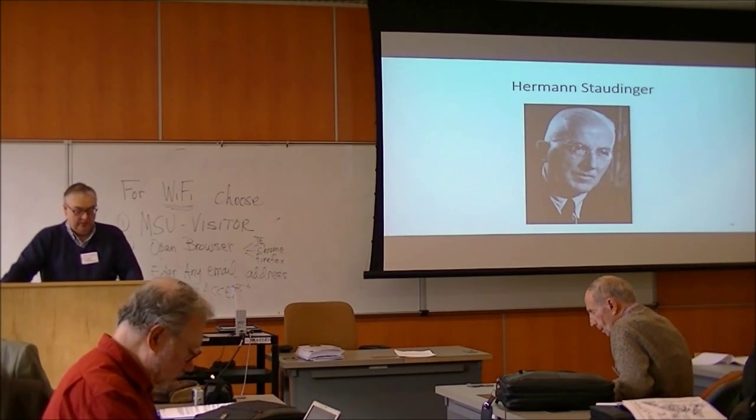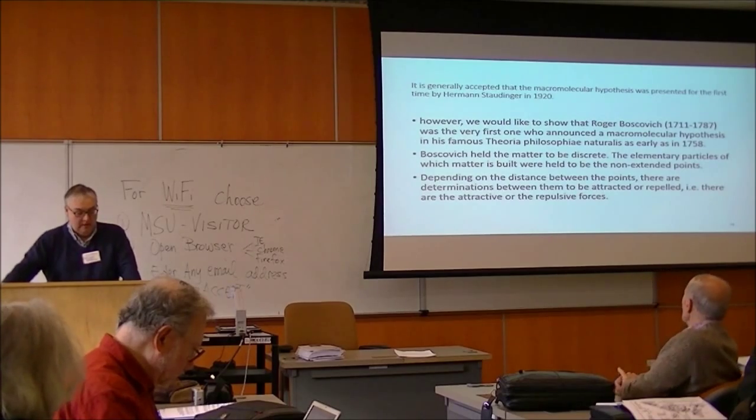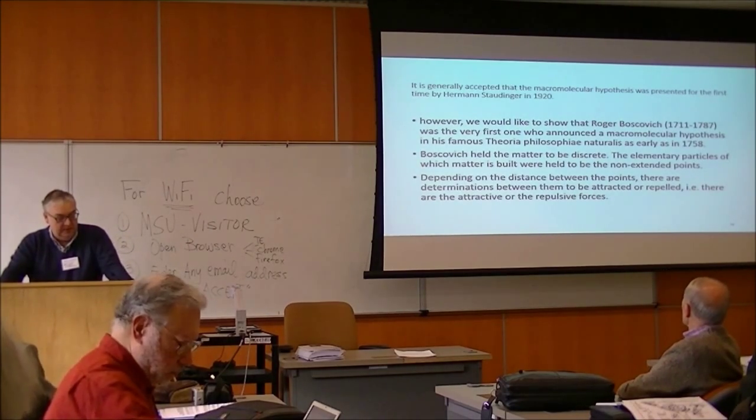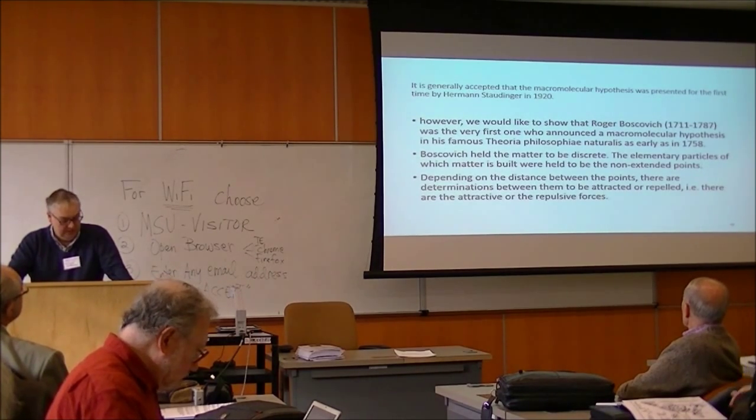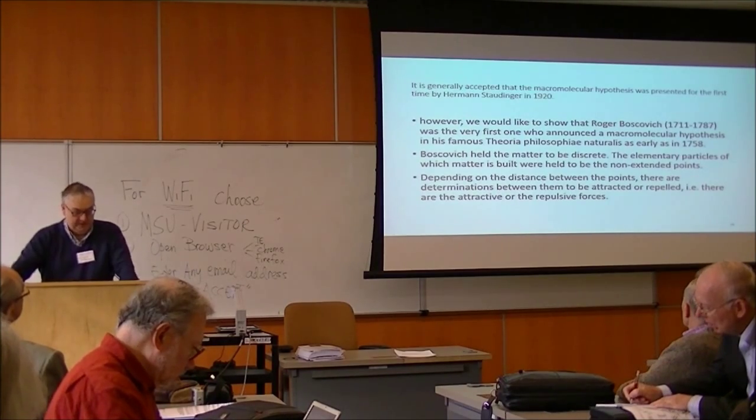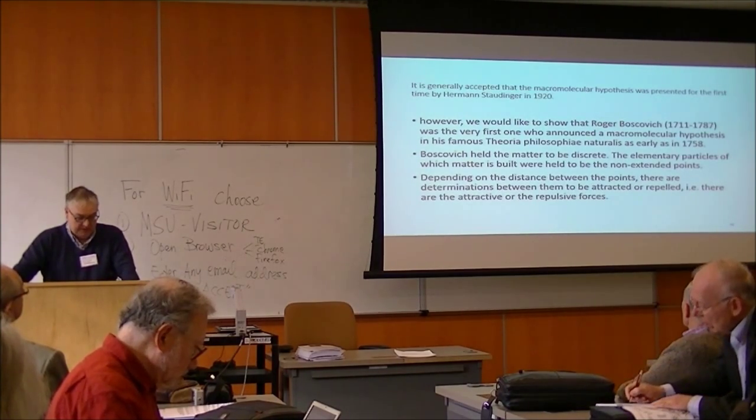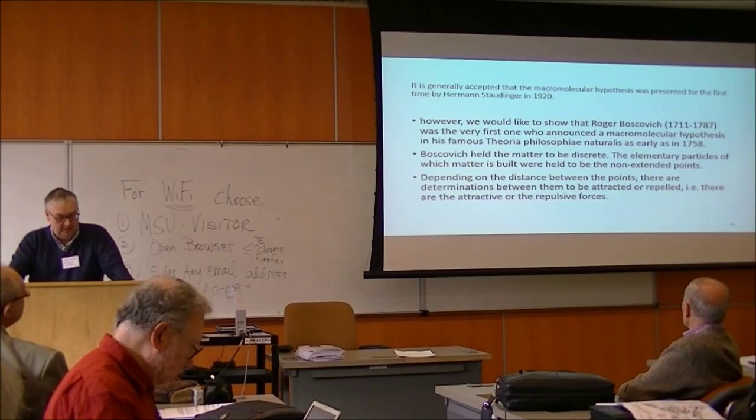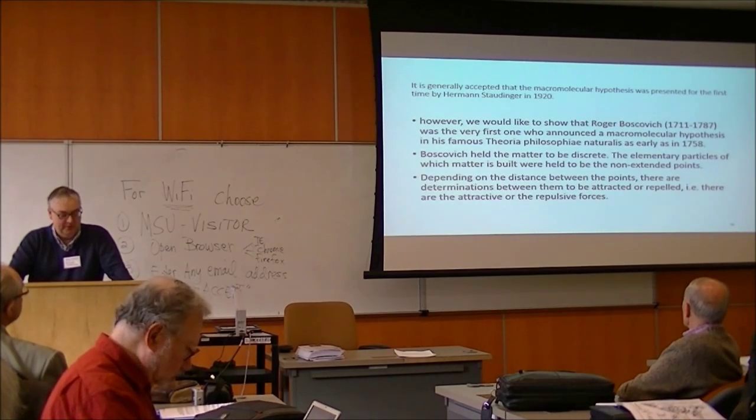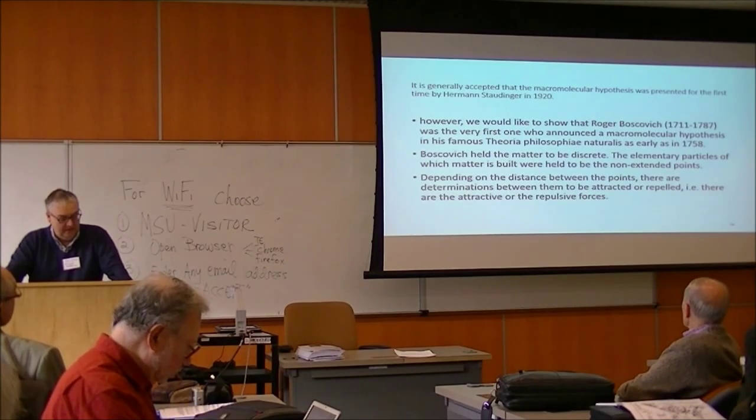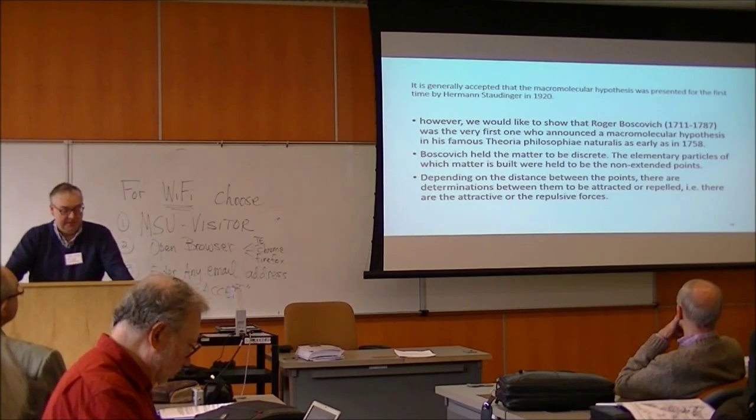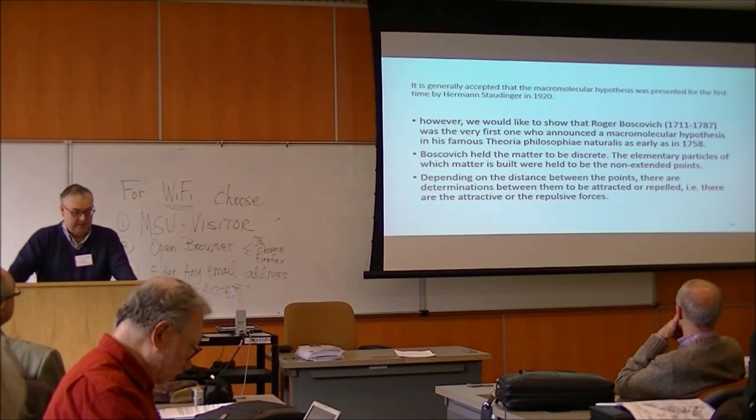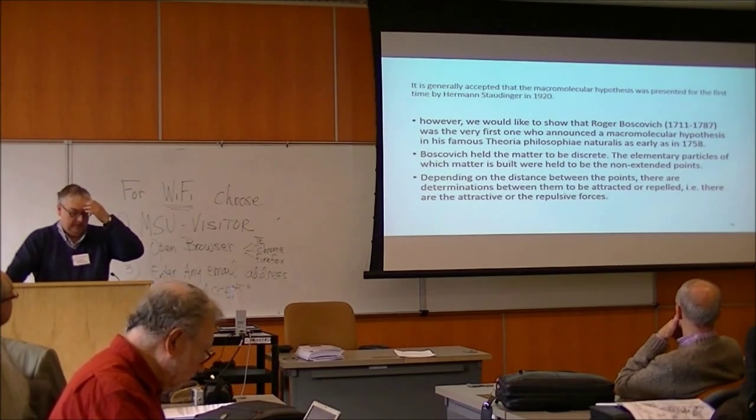Hermann Staudinger. It's generally accepted that the macromolecular hypothesis was presented for the first time by Hermann. However, this is Dragoslav saying, we would like to show that Roger Boscovich was the first one who announced the macromolecular hypothesis in his famous theory, Philosophiae Naturalis Theoria, as early as 1758. Boscovich held matter to be discrete. The elemental particles of which matter is built were held to be non-extended points.